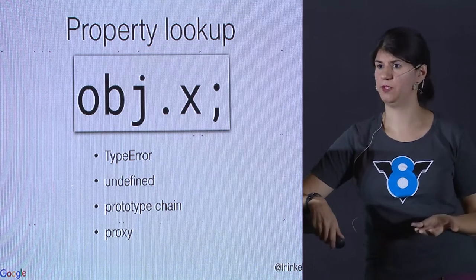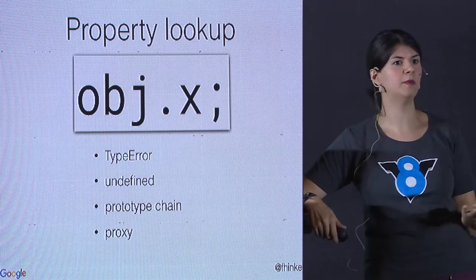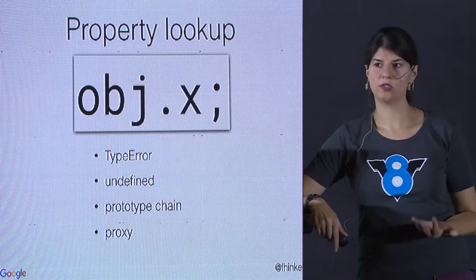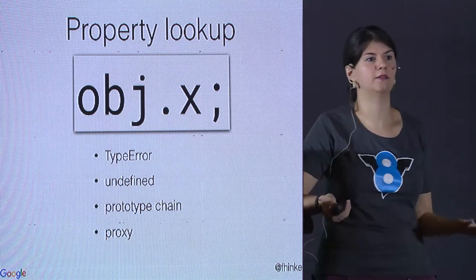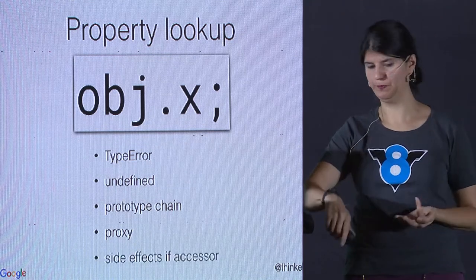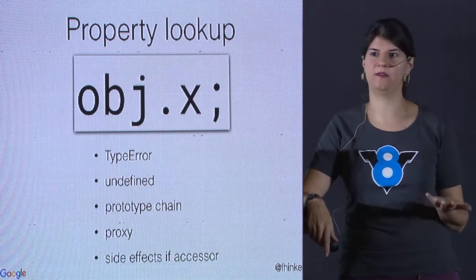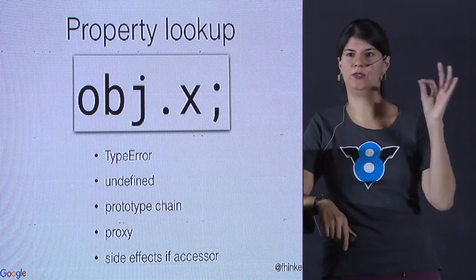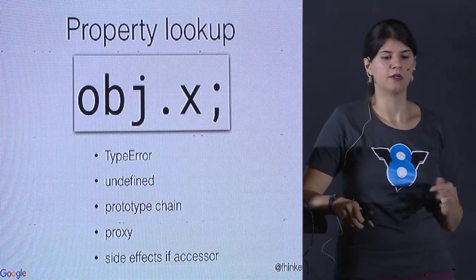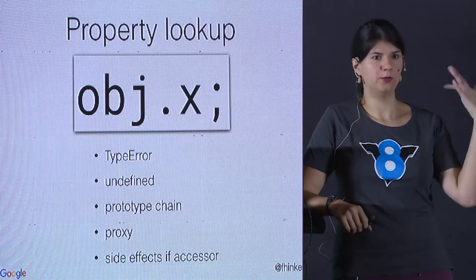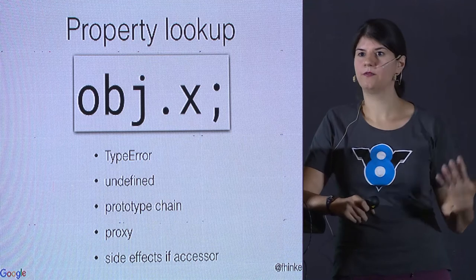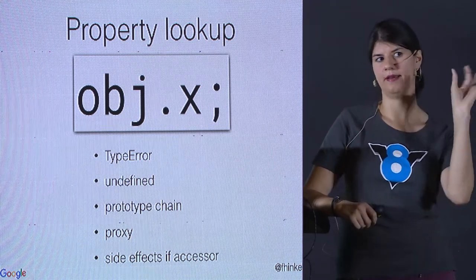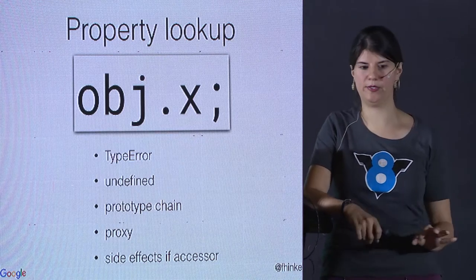The object might be defined as a proxy that has a get trap, so every time you get a property, your function is being executed, which can have any kind of side effects that you put in there. And the x might have been defined ES6 style with an accessor descriptor. So you don't set a value, you set a get and a set function. So even for you as a developer, there's quite a few things that could happen if you just say object.x. It's not as simple as it might look because you use it everywhere.